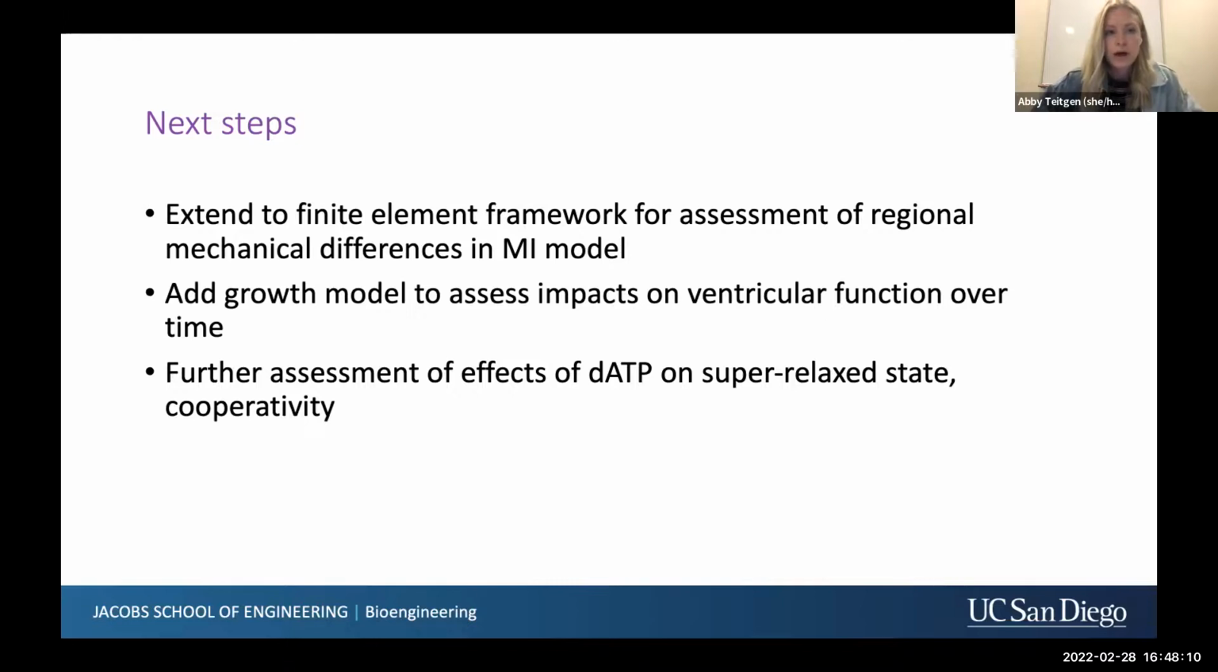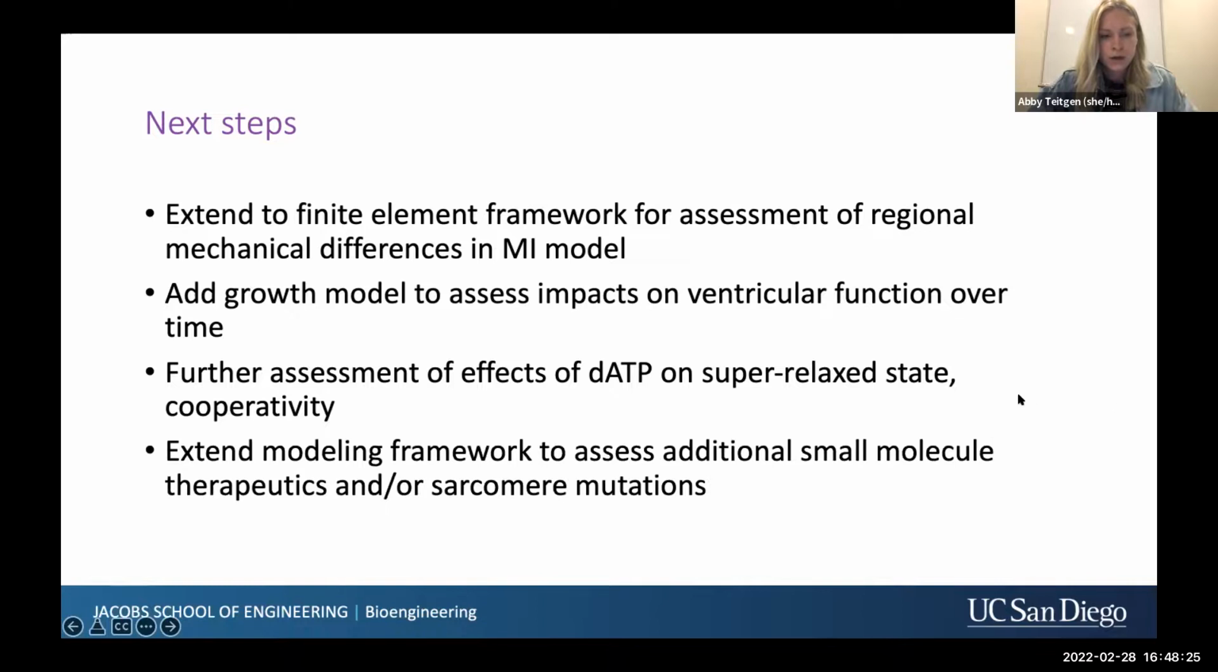There is also definitely a lot more work that needs to be done in assessing the effects of dATP on the super relaxed state, and whether or not cooperativity is important in this as well. So we could combine experimental and modeling approaches to look into that further. And finally, this model could also be extended to assess additional small molecule therapeutics beyond just dATP, or looking at sarcomere mutations, like I mentioned at the beginning.